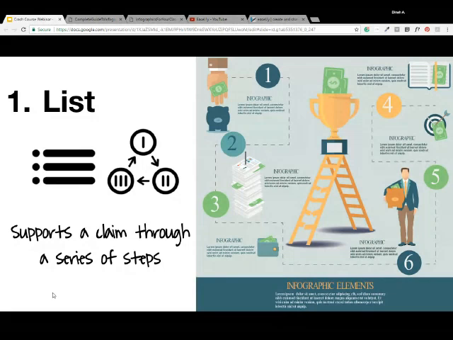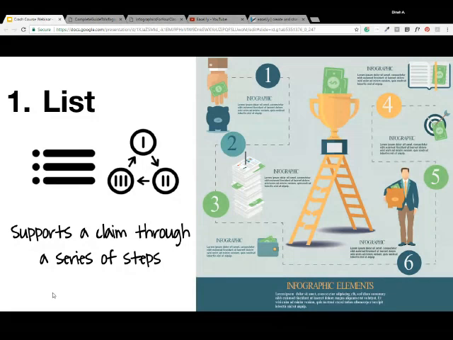And when we think of a list, oftentimes we think of a list that goes from top to bottom. And that is perfectly fine. You really can create a nice visually engaging infographic with a list that goes from top to bottom. But keep in mind that you can make it interesting as well by making it move across the page.